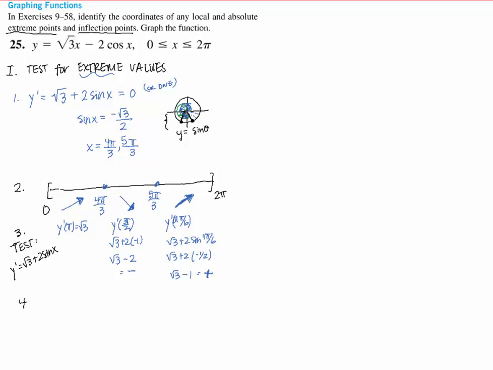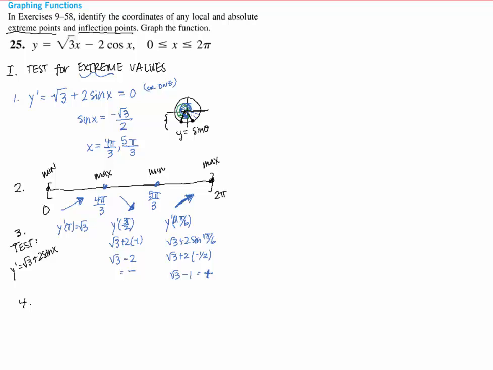Fourth step was to make the decision. Where are the maximum and minimum values? Well, we can see that we have a max at 4 pi over 3 and a minimum at 5 pi over 3 because of the behavior of the function, increasing to decreasing, decreasing to increasing. And we also can consider the endpoints of this closed interval. At 2 pi, we're increasing until we get to 2 pi. So that means that whatever value the function has at 2 pi must be a maximum because it's taller than all the stuff around it. And at 0, we must have a minimum.